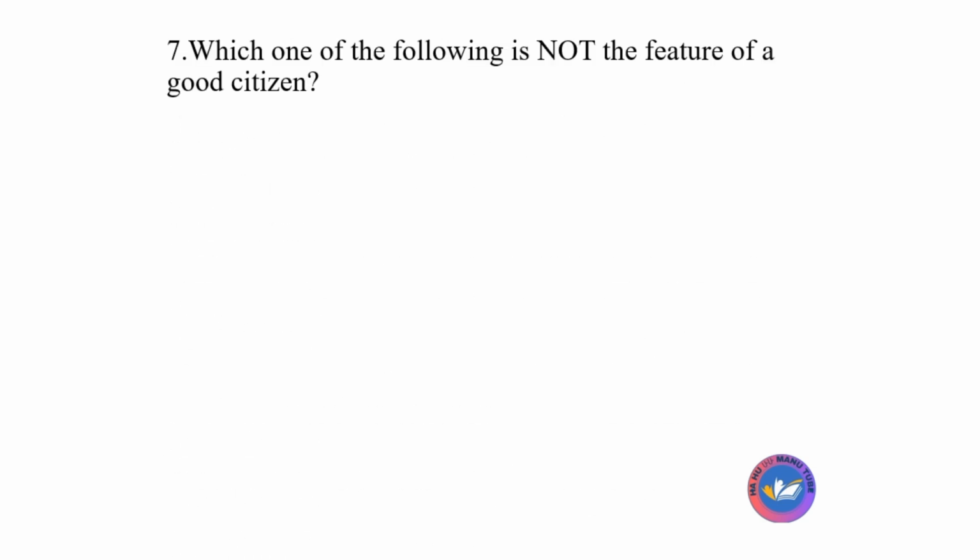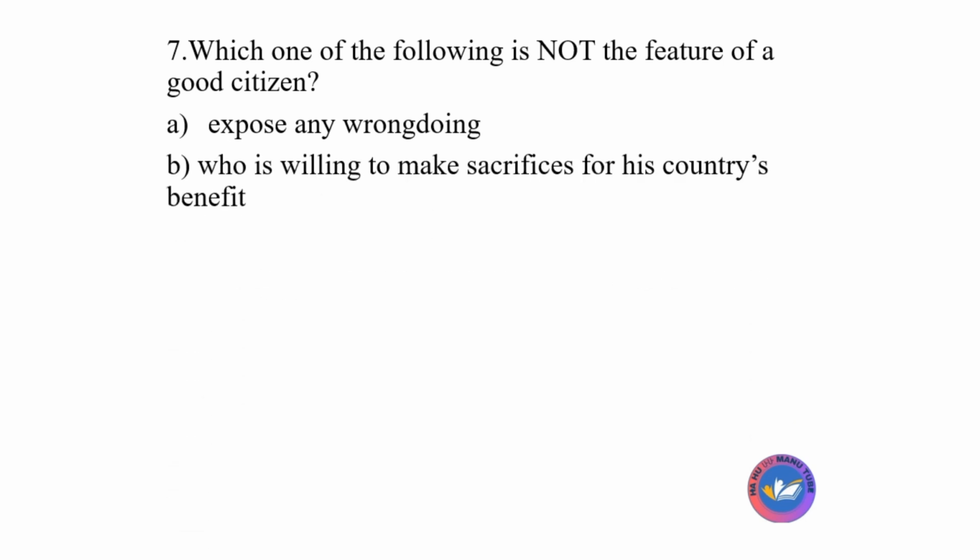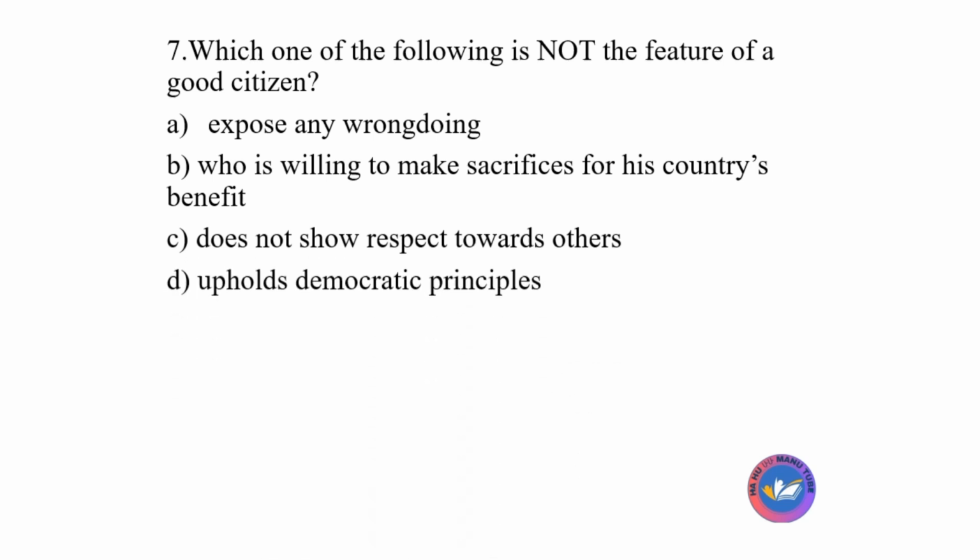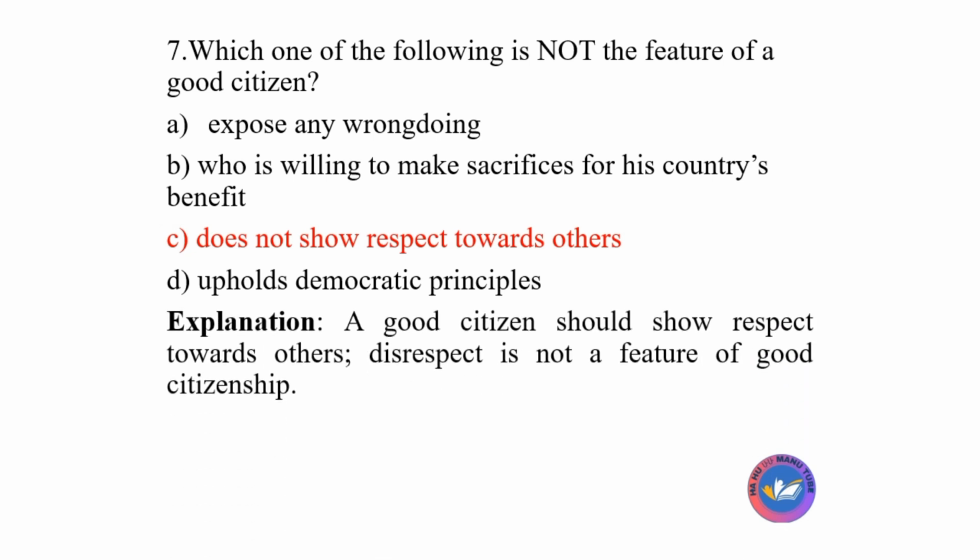Question number 7. Which one of the following is not the feature of a good citizen? A. Expose any wrongdoing. B. Who is willing to make sacrifice for his country's benefit. C. Does not show respect towards others. D. Upholds democratic principles. The answer is does not show respect towards others. A good citizen should show respect towards others. This is not a feature of good citizenship.